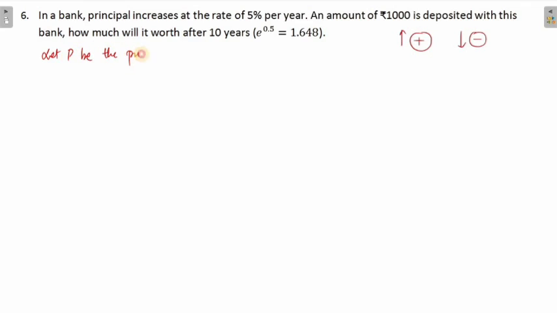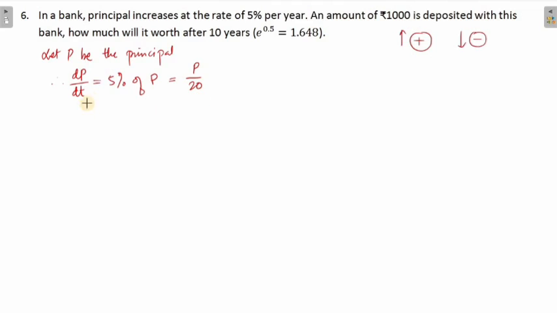Let P be the principal, and the rate of change of principal is given with respect to year. Year means time, right? So the rate of change of principal is represented as dP by dt. It is given to be 5% of principal. When you simplify this, you get P by 20, since 5% can be written as 5 by 100.